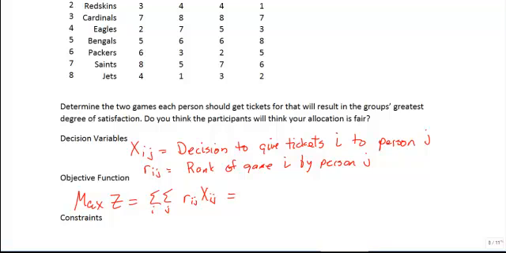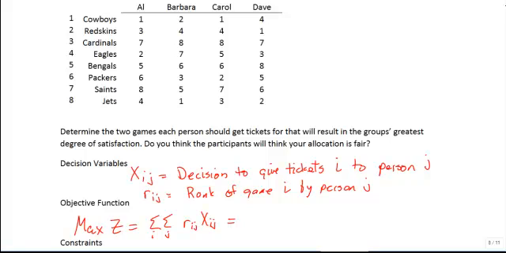And writing that out longhand to get that started, let's go up a little bit here. 1 X1A plus 2 X1B, giving that ticket to Barbara, plus 1 X1C plus 4 X1D. That takes care of the Cowboy game. The Redskin game would start out 3 X2A and so forth, all the way down to 2 X8D.